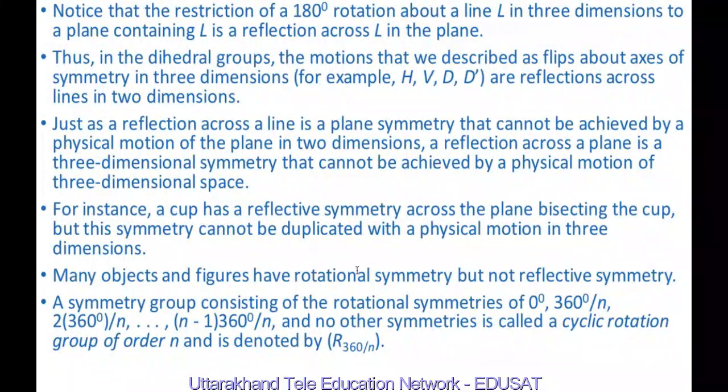For example, a cup has a reflective symmetry across the plane bisecting the cup, but this symmetry cannot be duplicated with a physical motion in 3 dimensions. Many objects and figures have rotational symmetry but not reflective symmetry. A symmetry group consisting of rotational symmetries of 0 degrees, 360/n degrees, 2 times 360/n degrees, up to (n minus 1) times 360/n degrees, and no other symmetries, is called a cyclic group of rotations of order n, and it is denoted by R360/n.